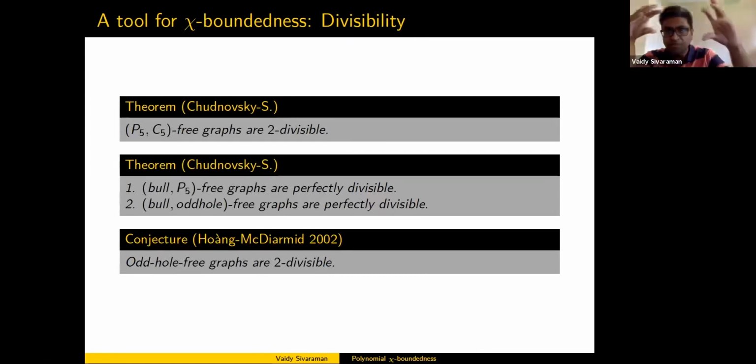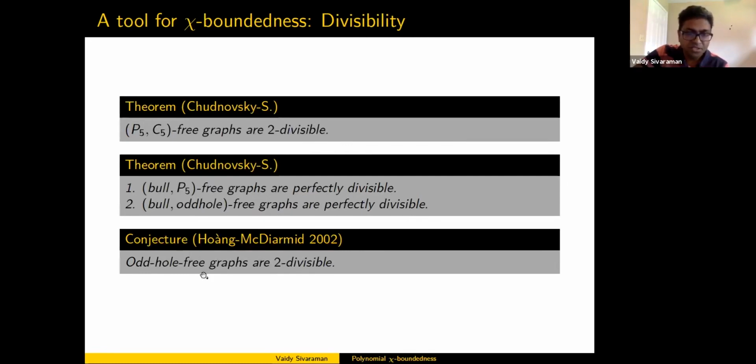You can partition your vertex set into 2 parts, such that in the first part, the clique number has gone down. The second part is actually perfect. And if you work it out by induction, you will get a quadratic chi-bounding function for perfectly divisible graphs. So perfect divisibility is a very, very nice tool to prove that certain classes are quadratically chi-bounded.